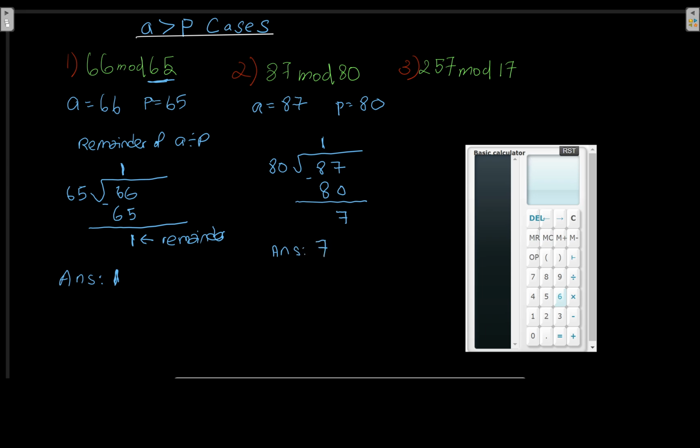However, in the third question, we can see that 257 mod 17 involves a bigger number. So in this case, the value of A will be 257 and the value of P is 17.